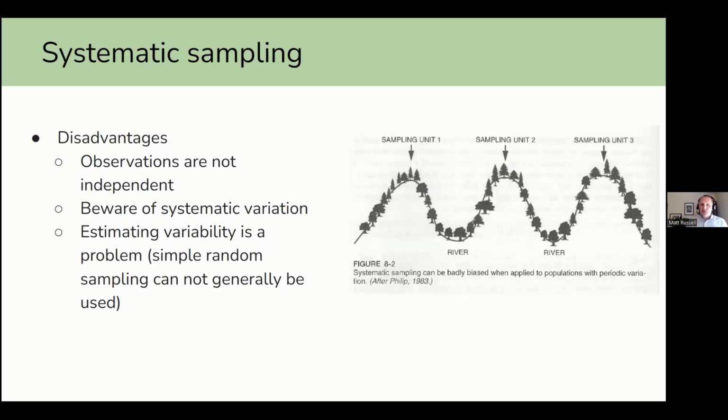I won't go into too much of the mathematics behind these common sampling designs, but I will say that variability is often a problem when you're talking about systematic sampling. It's a lot more difficult to quantify relative to simple random sampling. So I'll leave it at that, and maybe we can touch on that again later here today.